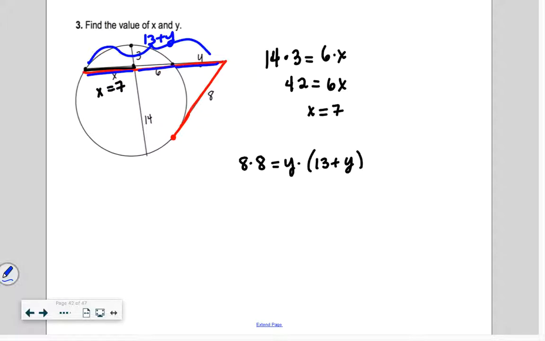You guys are busy multiplying. 7 plus 6 plus y. Oh man, this is so challenging. This one just makes you cry. 64 equals 13y plus y squared. So we have y squared plus 13y.